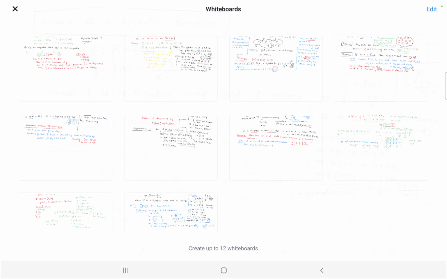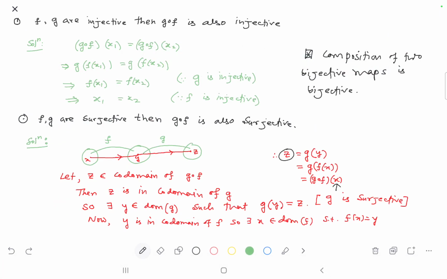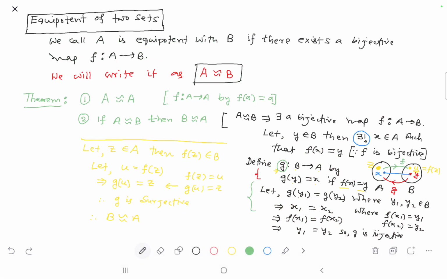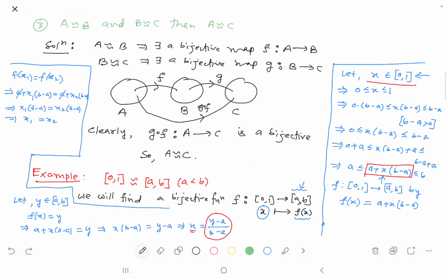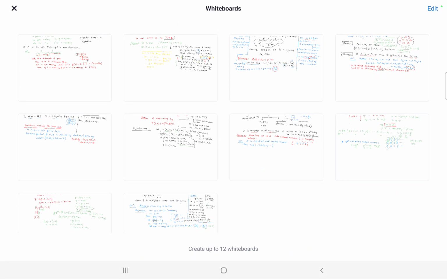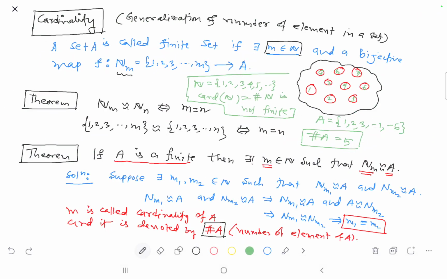Let me go through very fast what we have done here. We have seen the property of composition of maps. In the next page, we have seen the equipotence of two sets: if from A to B you can give a bijective map. In the third slide, we have seen all the properties of equipotence: reflexive, symmetric, and transitive. And then the cardinality, all these concepts. Any question? No, okay, fine. I think we stop here.